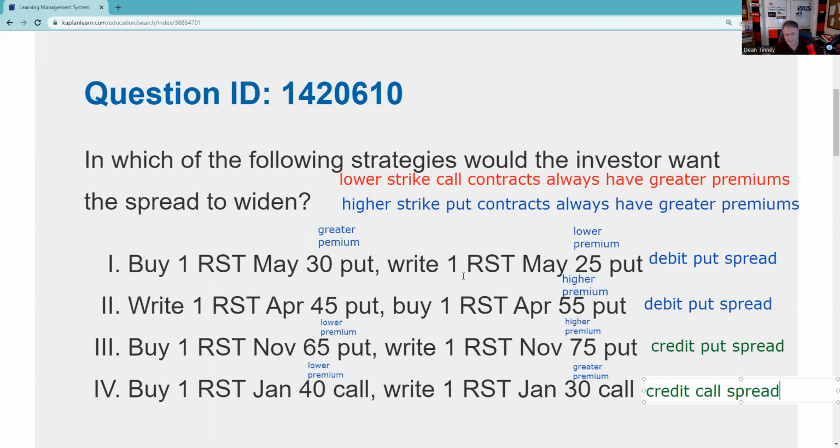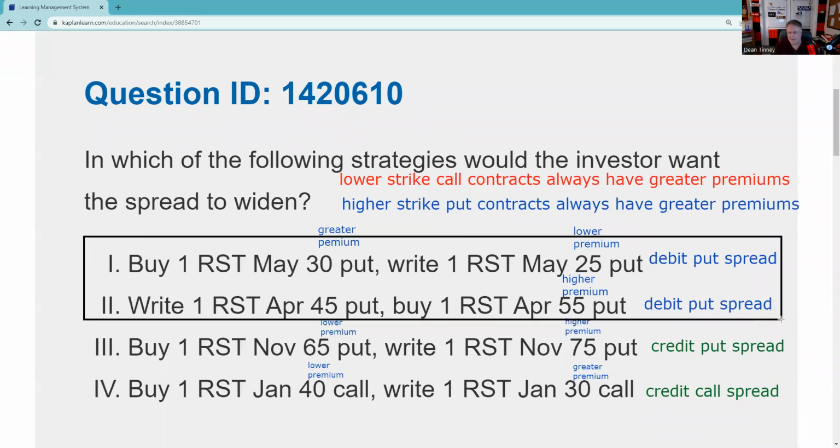And so the answer to the question is Roman numeral 1 and Roman numeral 2, because in both of those, we ended up paying out more than we brought in, and that's a debit position. A debit, we're buying the spread. And so the answer is 1 and 2. I think that's the most difficult kind of question you can get. I have a whole video on this kind of game, identifying spreads. I'll link it so you can check it out.